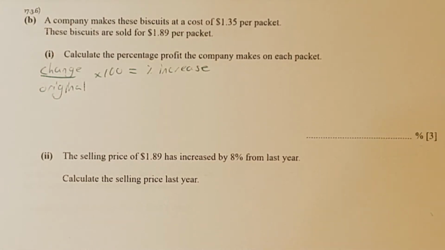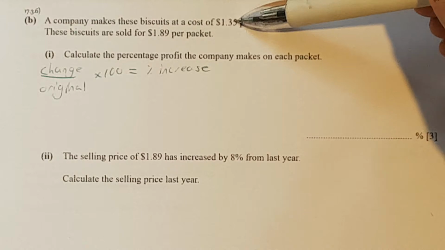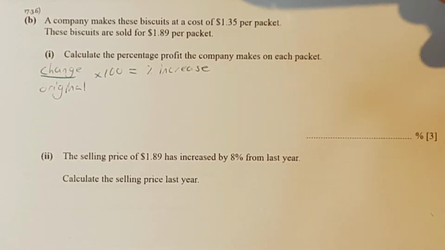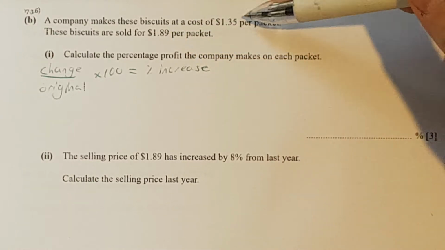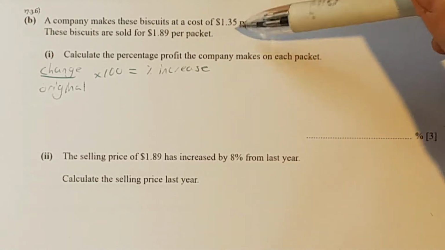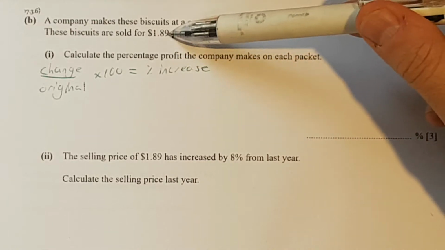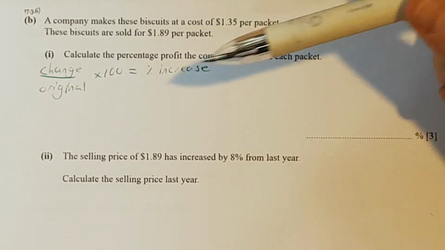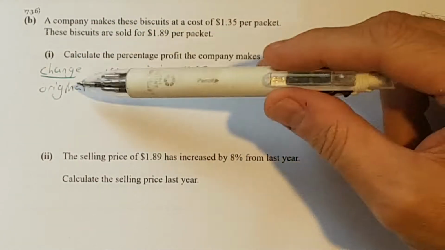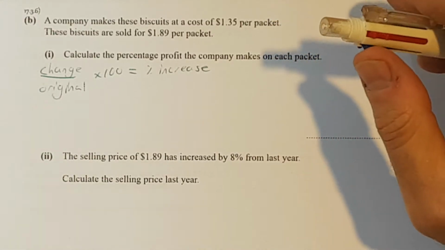Okay, so what is the change? How much do we have to add to 135 to get 189, $1.89, right? So what is the change from 135 to 189? What's the difference between those two numbers? It can go up or down. In this case, because it's a percent profit, it's going to be an increase. But sometimes the change will be a negative value, and that's okay as well. That'll just tell you that it's a percent decrease. So this formula is very important because it covers a lot of different types of problems.